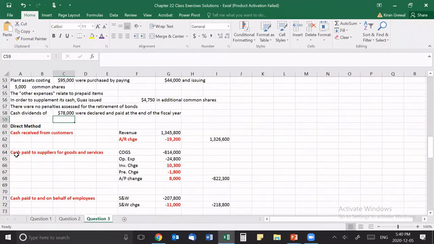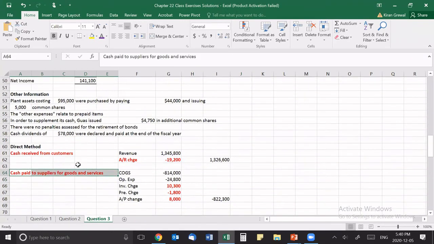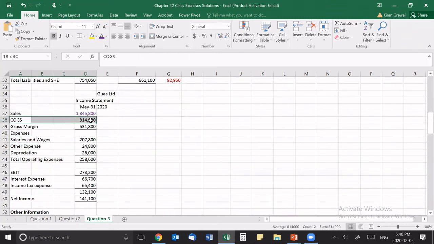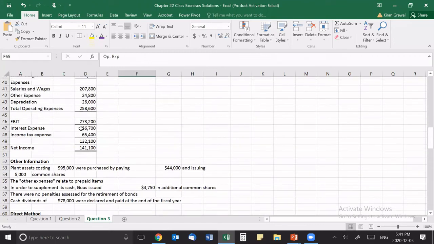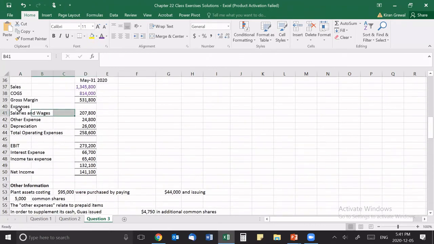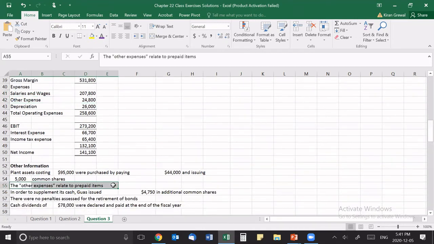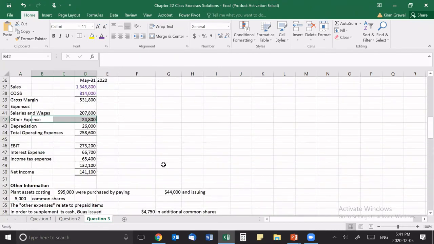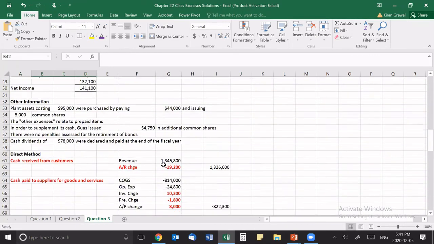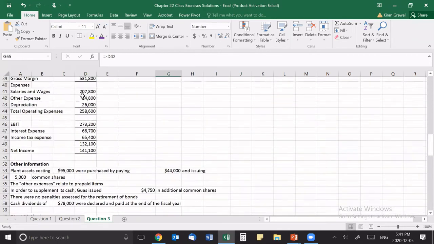Okay, so under the direct method, the second thing to do is cash paid to suppliers for goods and services. So if we go back into our income statement, we do have cost of goods sold this time. This number needs to be a negative because it's an expense. And then we also would include operating expenses here. In this case, we know we're going to treat salaries and wages in a separate section. This other expense, we know it relates to prepaid items, and we know prepaid expense is something that we're going to adjust for in the cash paid to suppliers. So we're going to include this other expense into that as well. So 24,800 negative again.